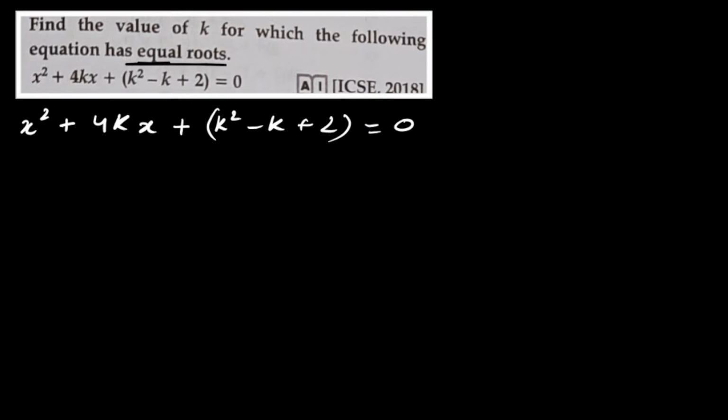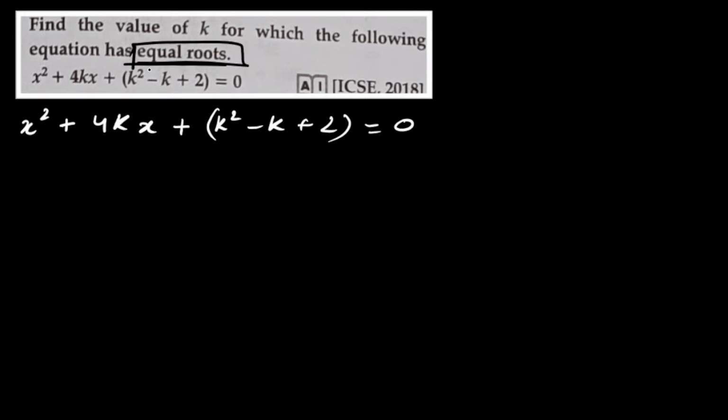The question is of the same type. Find the value of k for which the following equation has equal roots. So the equation given to us is x square plus 4kx plus k square minus k plus 2. Again, it's mentioned we have to find k's value when the equation has equal roots.